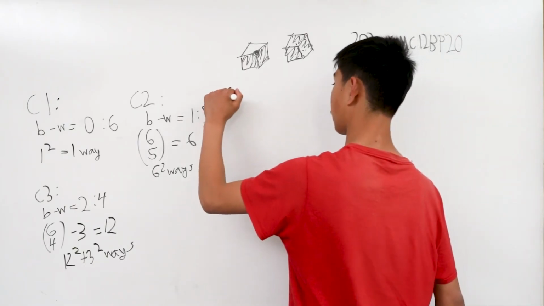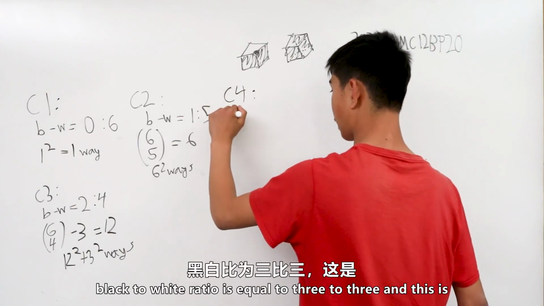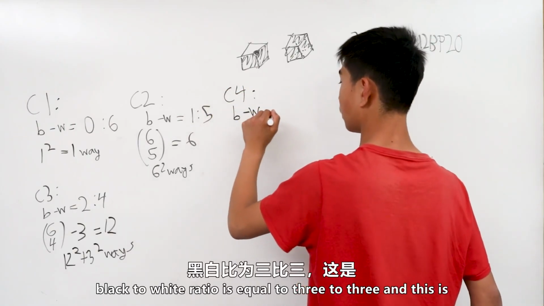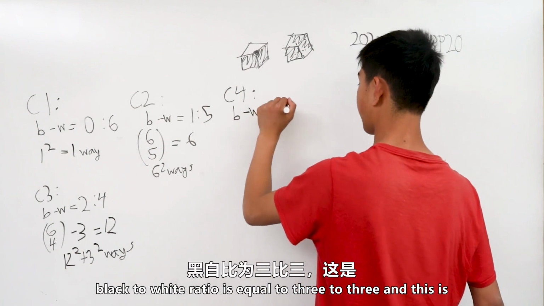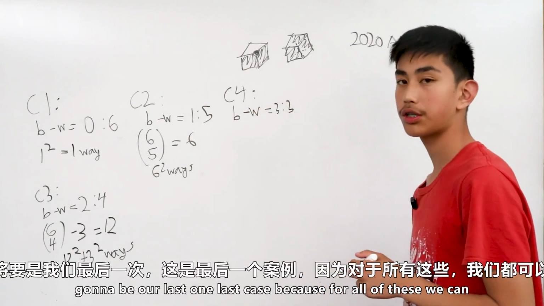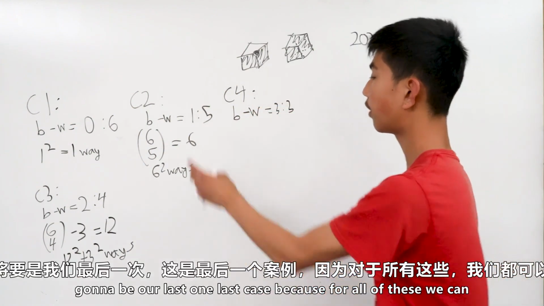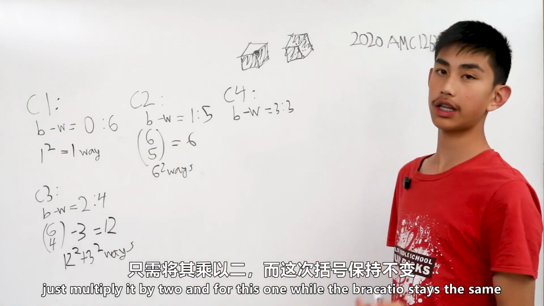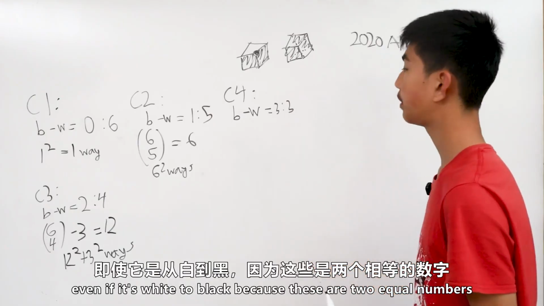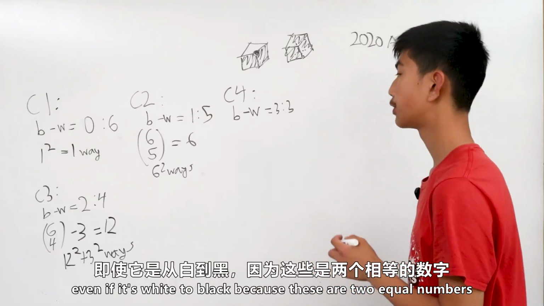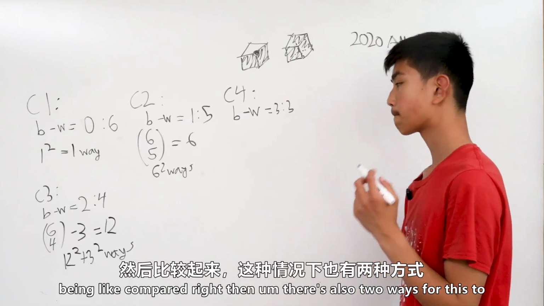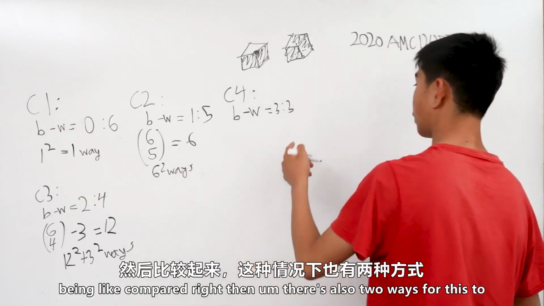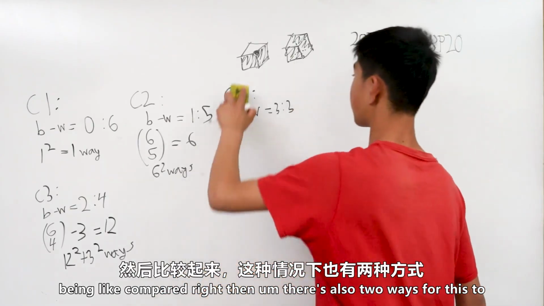Case 4. Black to white ratio is equal to 3 to 3. And this is going to be our last case, because for all of these, we can just multiply by 2. For this one, the ratio stays the same even if it's white to black, because these are 2 equal numbers being compared, right?